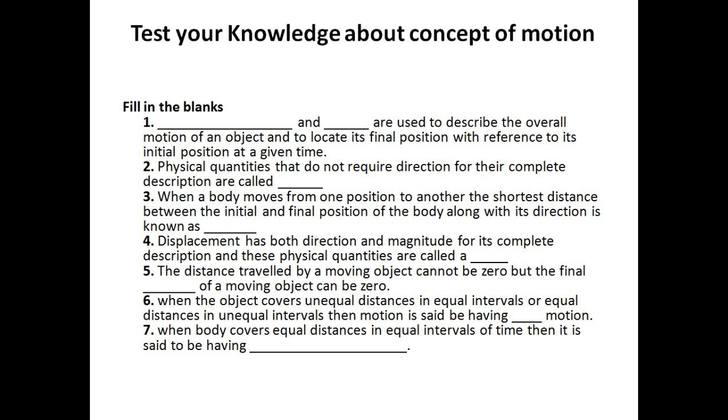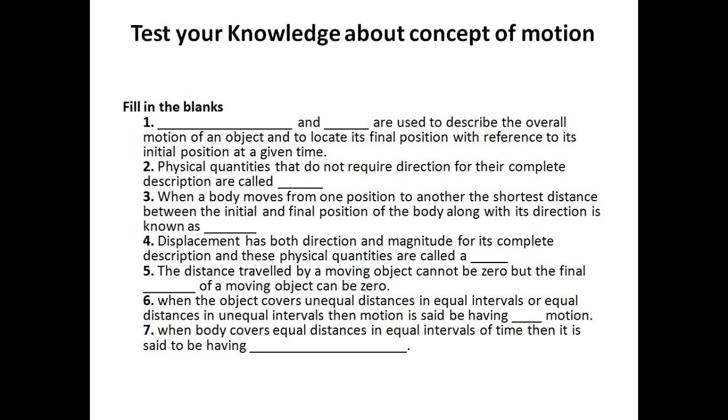In one way, the object can go any way and in any direction, with no fixed direction. It has to just cover the given distance. But in one case, it has a shortest specific path to cover the distance. So that is called displacement. So in the first question, what will be the answer? Distance and displacement are used to describe the overall motion of an object and to locate its final position with reference to its initial position at a given time.